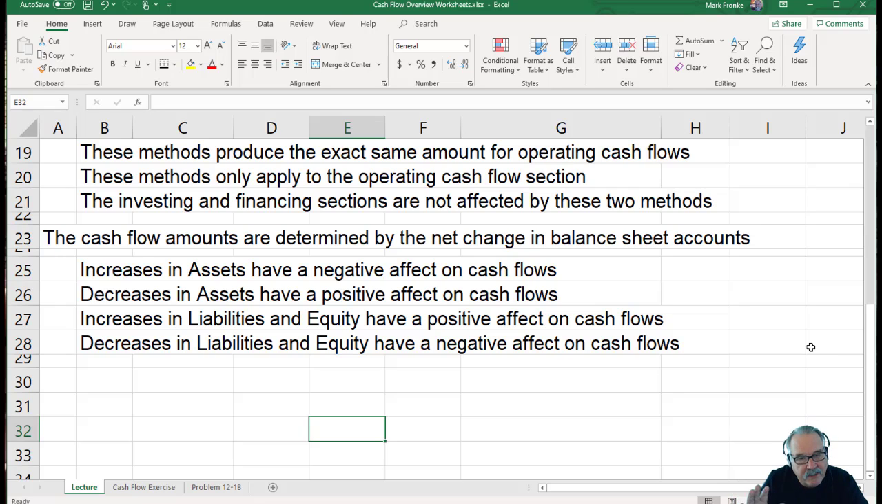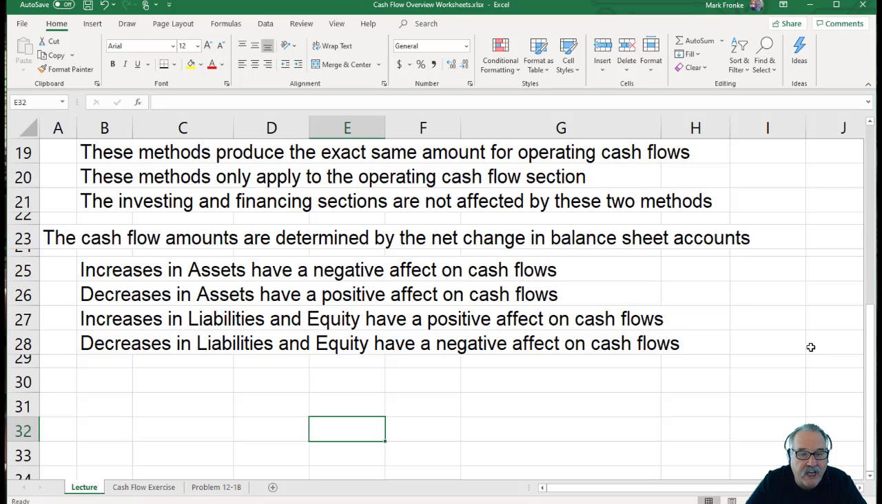So just to give you a feel for this, increases in assets have a negative effect on cash flows. If you think about the most common asset, or the most obvious one, it is accounts receivable. Accounts receivable is money that customers owe, right?